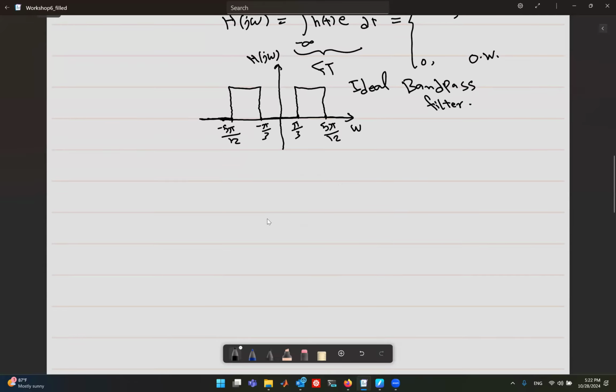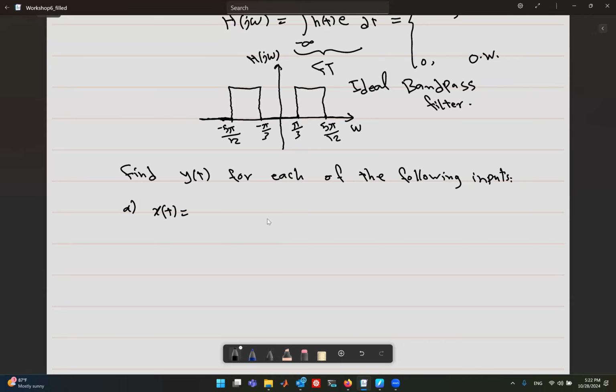Now the question is, find yt for each of the following inputs. The first input is xt, defined as 1 when t is between -1/2 to 1/2, and also 1 when t is between 1/2 and 3/2.